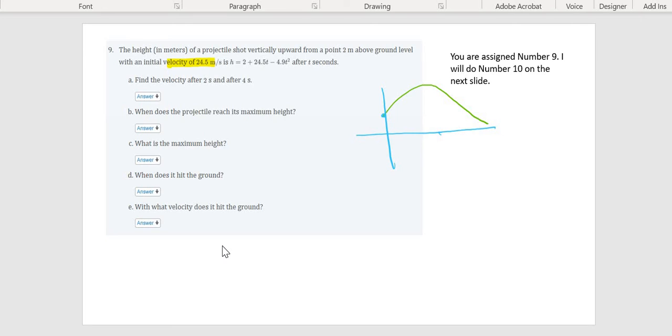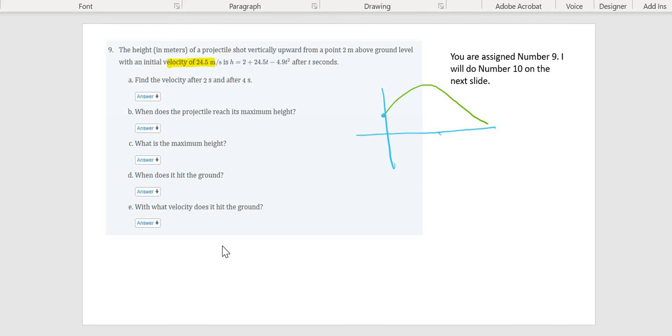All right, the initial velocity is 24.5 meters per second. What does that mean? Louder. The derivative right at 0. So this number right here, I don't want to write on this, but this number right here is the derivative at 0. So it's s prime of 0. You might want to jot that down so you know where to use that.